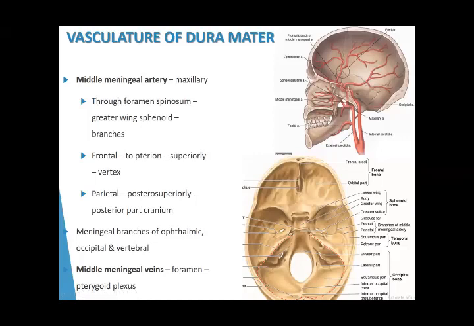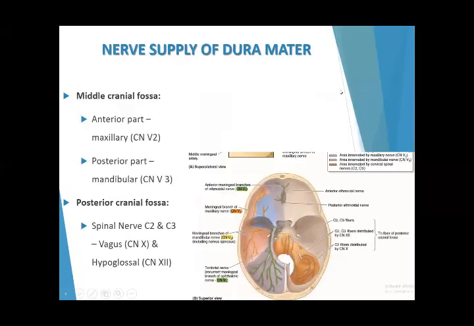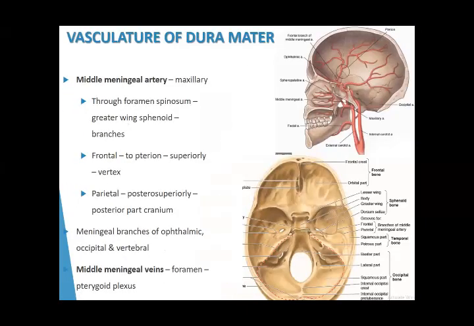Now this middle meningeal artery divides into two branches, namely the frontal and the parietal branches. ये देख लीजिए, this is the middle meningeal artery. ये maxillary और उससे ये middle meningeal arise कर रही है, ठीक है. This middle meningeal is dividing into two. This is the frontal branch and this is the parietal branch.